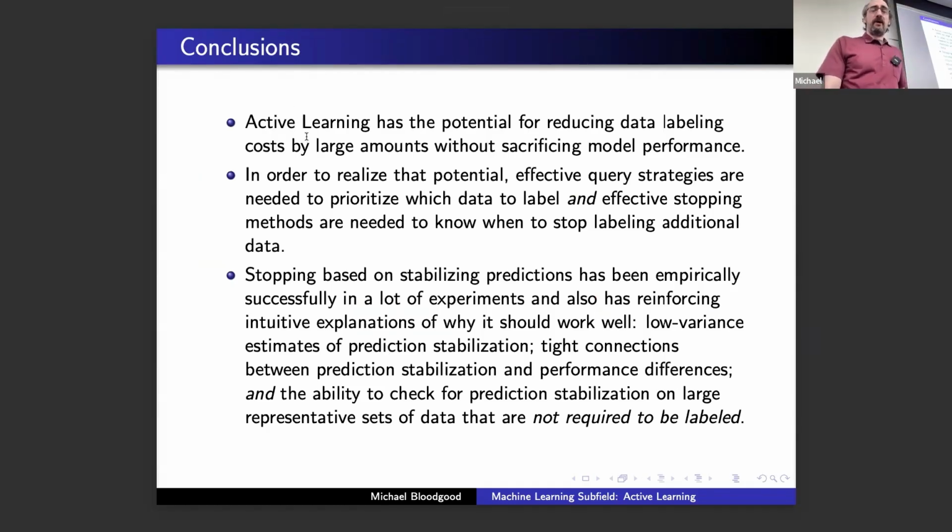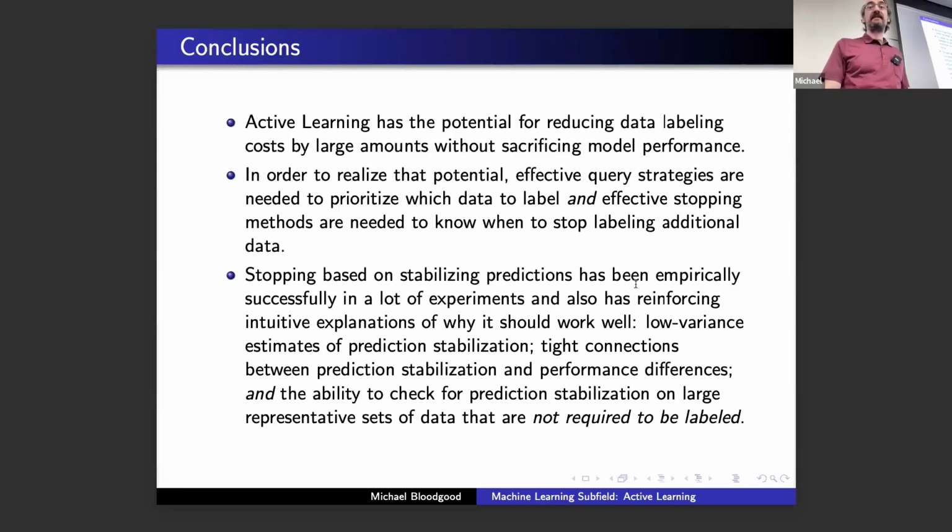So main points. Active learning has the potential to reduce data labeling costs by large amounts without sacrificing model performance. However, in order to realize that potential, effective query strategies are needed to prioritize which data to label. That was not the focus of this talk, but that is a very important part of active learning and probably the part that has received the most attention in research, actually. But I would say, effective stopping methods are needed to know when to stop.